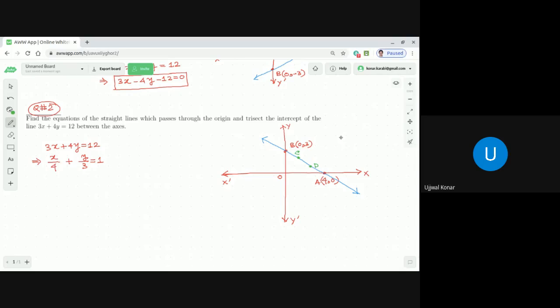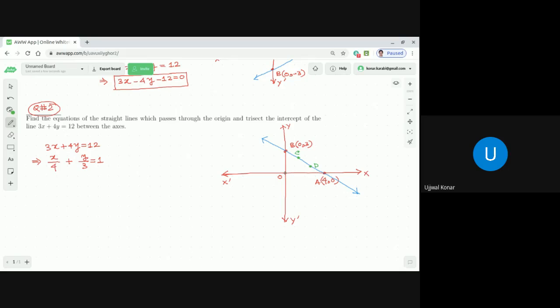That means the line segment AB is trisected, because these are three equal lengths of this straight line segment AB: BC one part, CD one part, and AD one part. Correct or not? So now what you need is to find the equation of the straight line. Again, if we revisit the statement of the question, find the equations of the straight lines which pass through the origin.